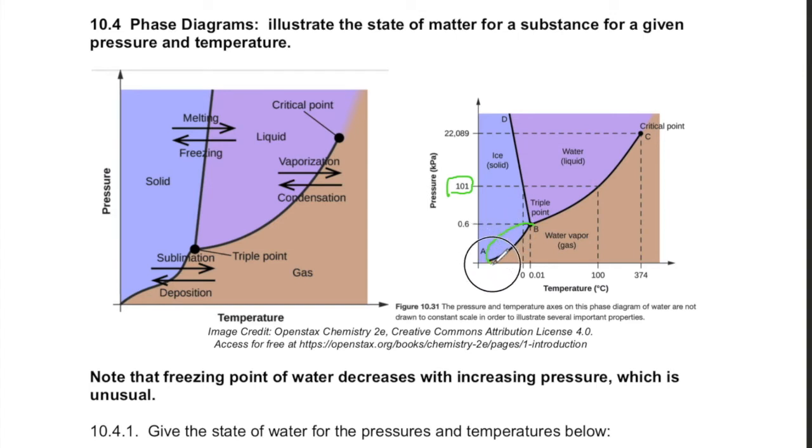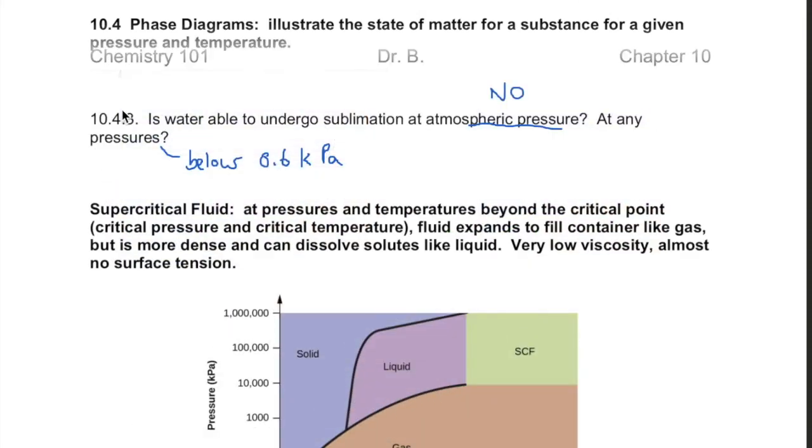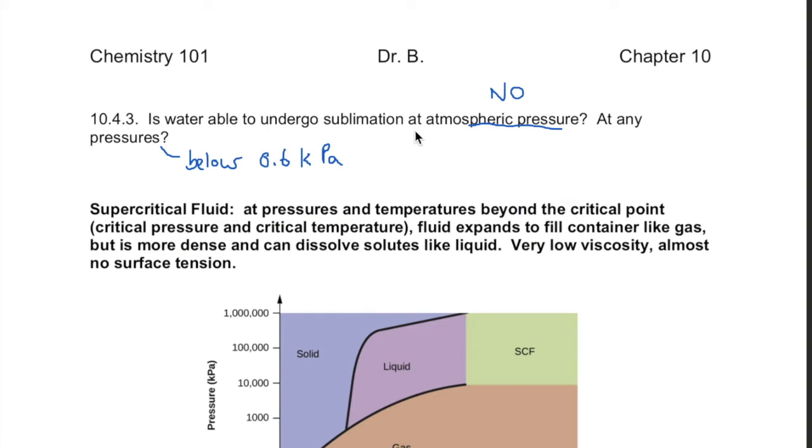This area here is where water could go from a solid directly to a gas. So this would only happen at pressures below 0.6 kilopascals. So you have to have quite reduced pressure, like a pretty strong vacuum, to be able to get sublimation to occur for water. So the answer to this question would be sublimation at atmospheric pressure, no. And the pressures needed would be very low pressures, below 0.6 kilopascals.